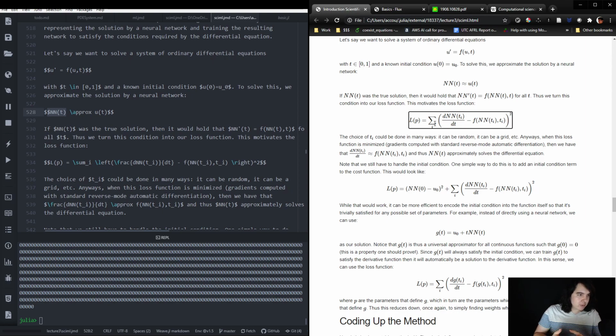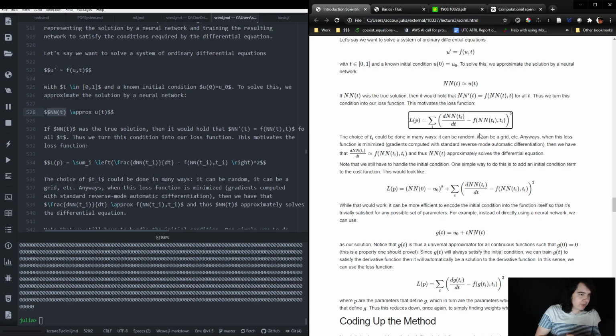Now, why do you square the terms? Well, you square the terms so that all these terms are positive. That way, every single time that you have a difference between these two values, it keeps on adding to the loss. And so when your loss is equal to 0, that means that the derivative of the neural network with respect to time equals f evaluated at the neural network, which means that it would be the solution to the differential equation, right? So if your loss function goes to 0 here, then your neural network is the solution to the differential equation. This gives us a way to turn solving an ordinary differential equation into one of these training problems.